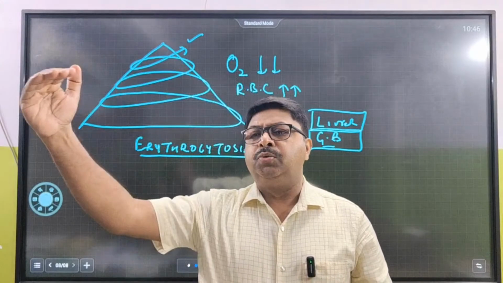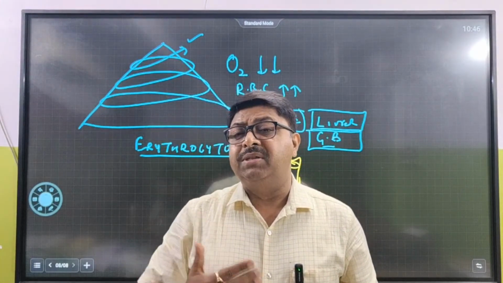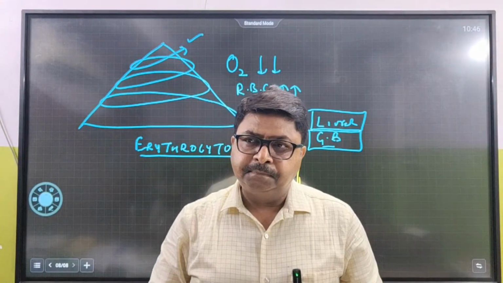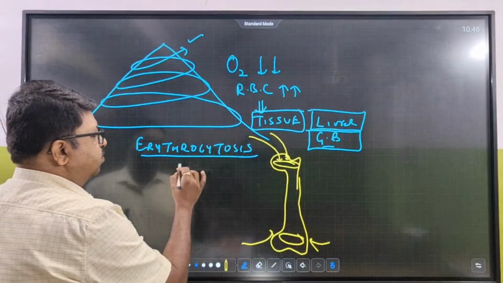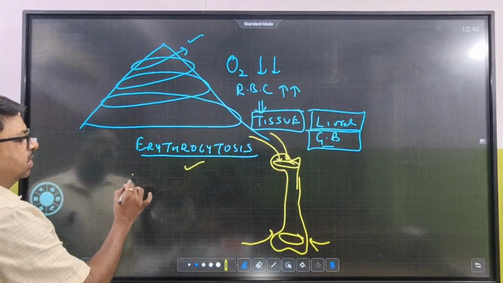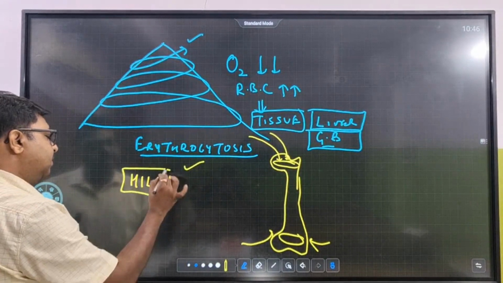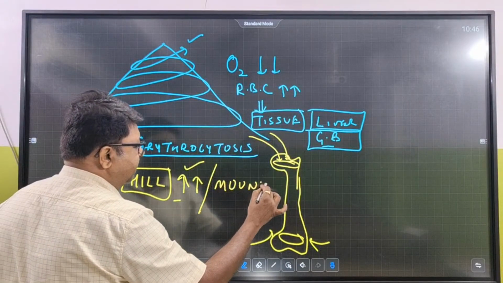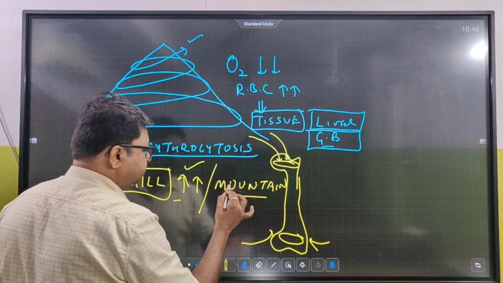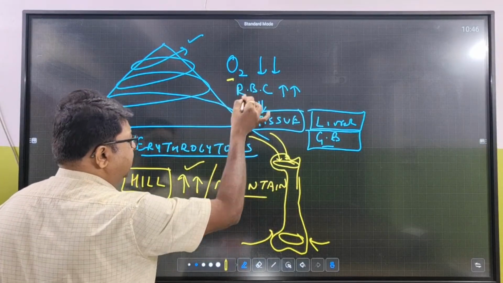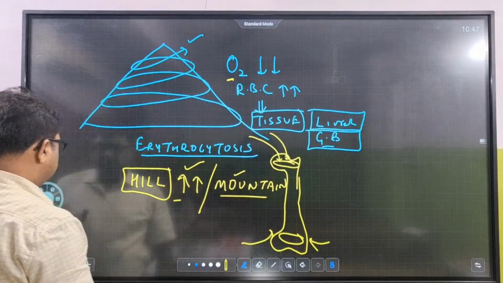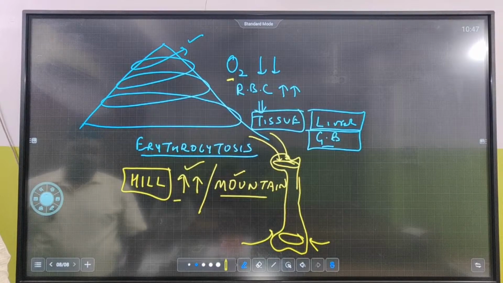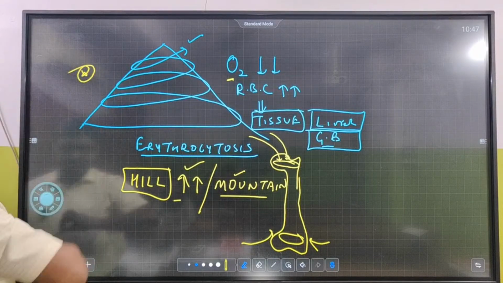Okay, and after 2 to 3 hours, you feel it's okay. Why? Because your RBC count has increased to some level. Fine? So this is what is important. Erythrocytosis takes place when you ascend towards a mountain. We cannot call it a hill, it's better to say mountain. Because oxygen is decreased when you reach a mountain which is over and above 1,000 meters. Now, this is a condition which is very important for the NEET examination.